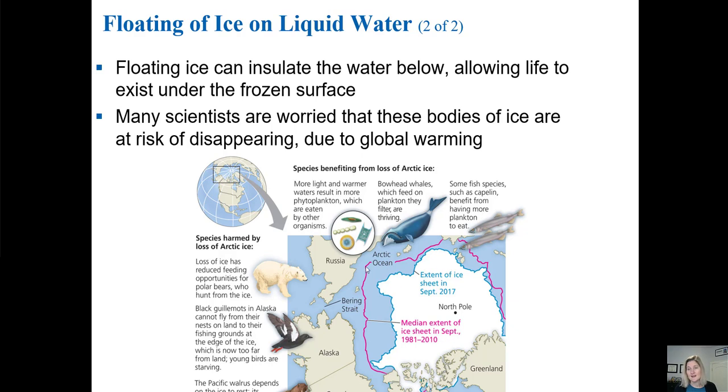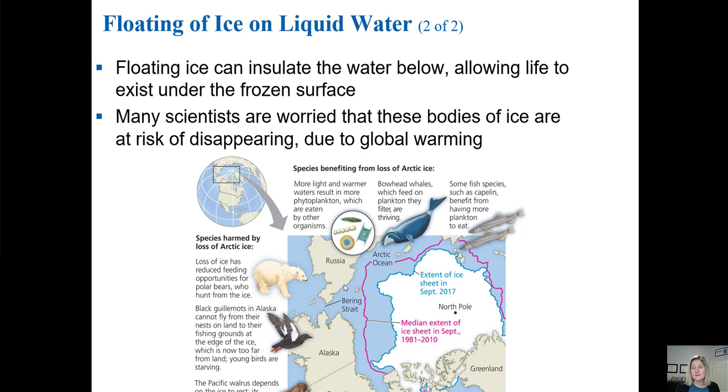So having the ice insulate makes the organisms living under the surface of the ice warmer and they can move around more. Those on the surface of the ice, well, they have something to walk on, like the polar bears. They're going to need the ice there so that they can do their hunting in the middle of the ocean, even though they're standing on the surface.